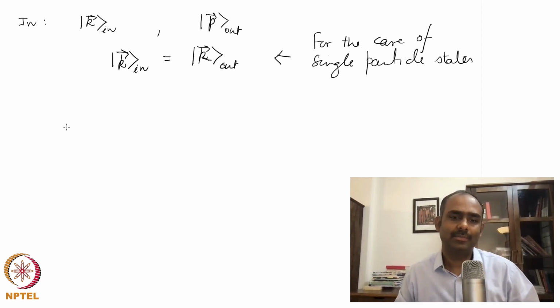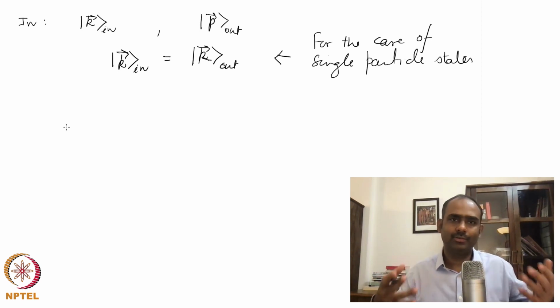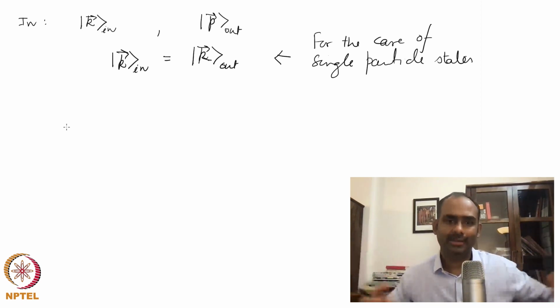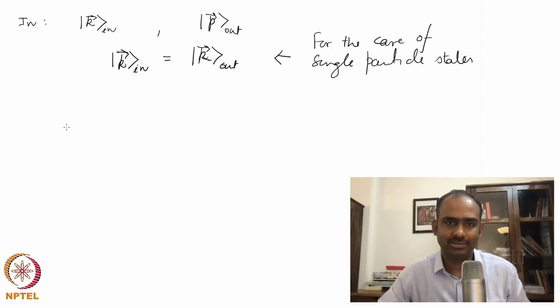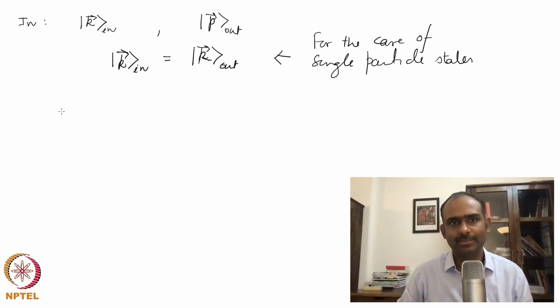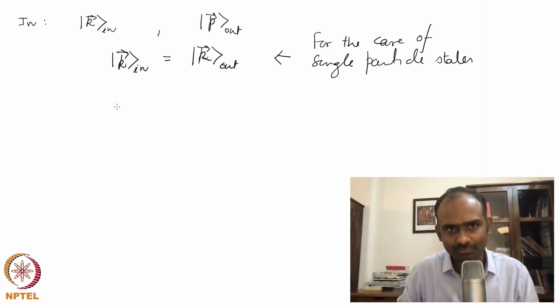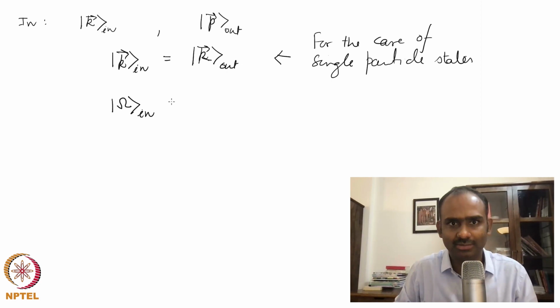And also you can imagine the vacuum. A vacuum will evolve into vacuum. A vacuum will not turn into n particle states, because that will violate all these conservation laws. So vacuum is going to remain vacuum. So again it's clear that vacuum in is the same as vacuum out.